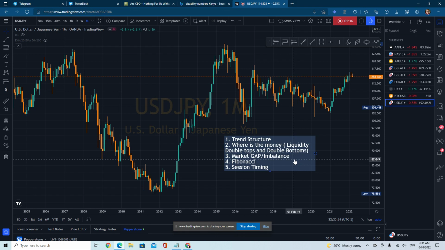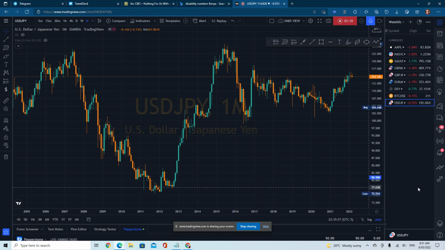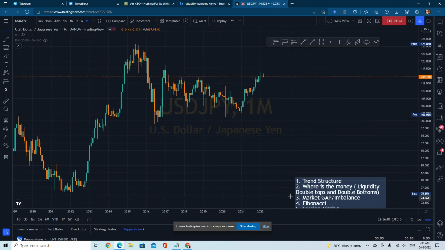My first rule is I try to identify the trend structure. The second rule is I try to look at where is the money, which is the most important topic for today, the liquidity. For the liquidity, I look at the double tops and the double bottoms, or in other words, equal tops or equal bottoms. And then I also look at the market gap and the market imbalance.